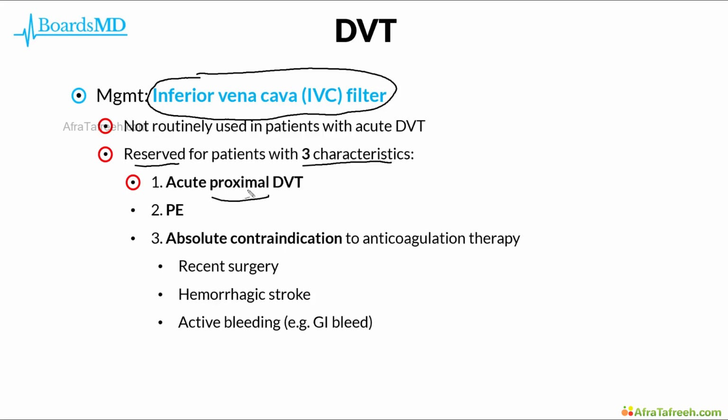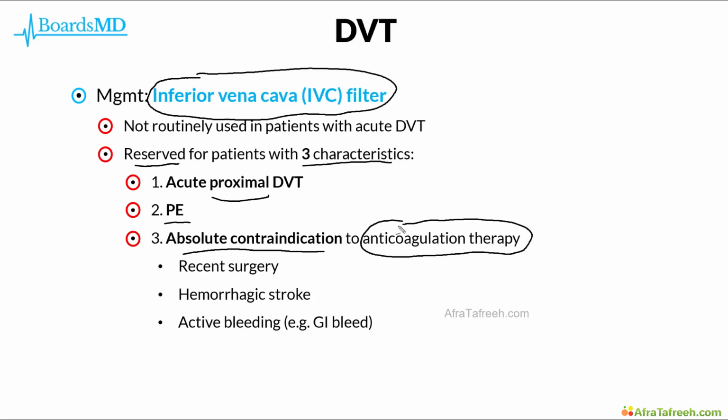have the greatest risk of going on to develop pulmonary emboli. The patient must also have a pulmonary embolism, and last but not least, the patient must have an absolute contraindication to anticoagulation therapy. These absolute contraindications include having a recent surgery, as we should not be giving anticoagulation in patients who have recently had an operation, patients who have had a hemorrhagic stroke, as this can increase the risk of them bleeding more, and in patients who have other active bleeds, such as GI bleeds.